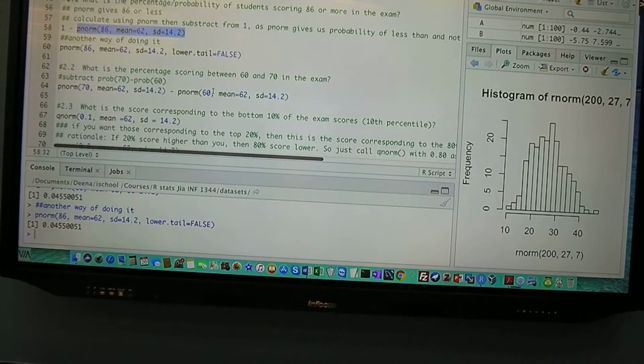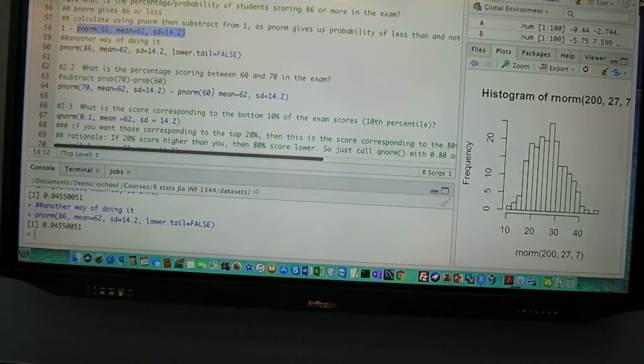Now the question is asking about something else. It's not asking about less than or greater than. It's asking me about a certain area in between two scores. So it's asking about 60 and 70. Okay, so now it's asking me what is the probability of scoring between 60 and 70. So I'm not asking about less than or greater than. I'm asking about something that is in between.